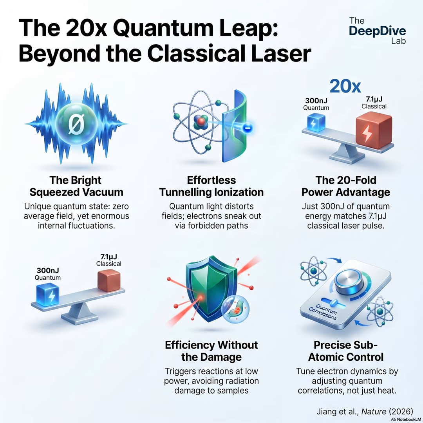Well, this is where Dr. Jiang and his colleagues introduce what I can only describe as a quantum cheat code. Ooh, a cheat code. I like the sound of that. Yeah, they realized that tweaking classical lasers was a dead end. So they abandoned the classical approach entirely. Instead, they used a quantum light source known as a bright squeezed vacuum, or BSV.